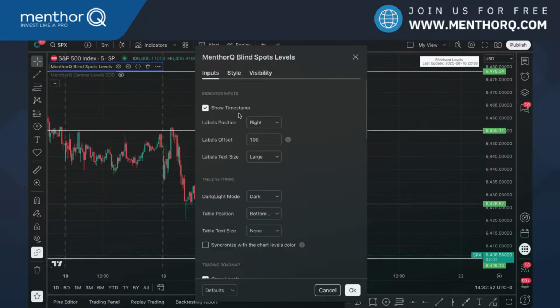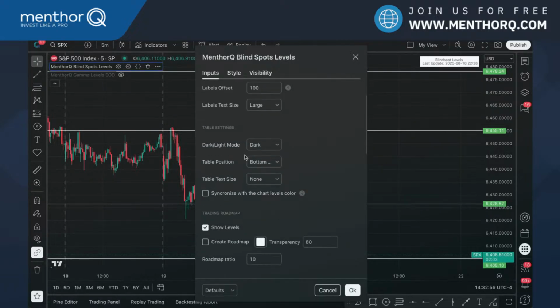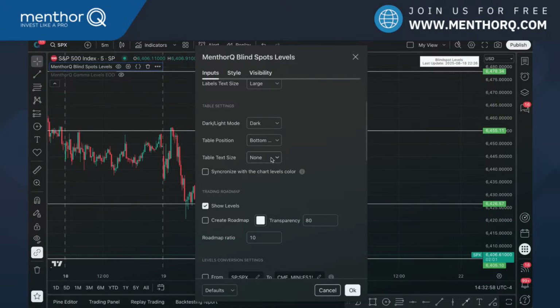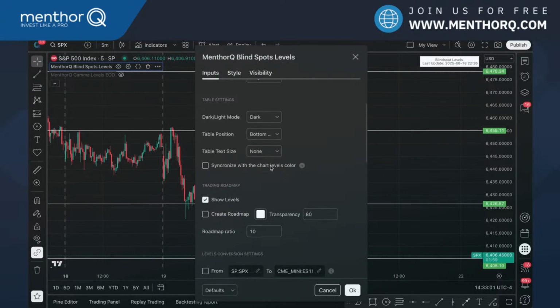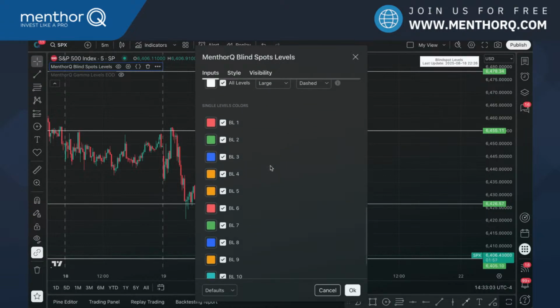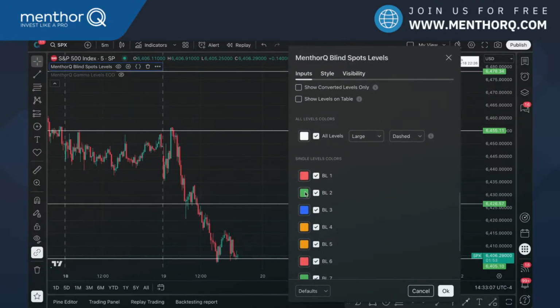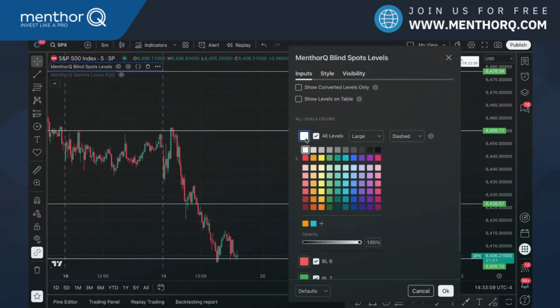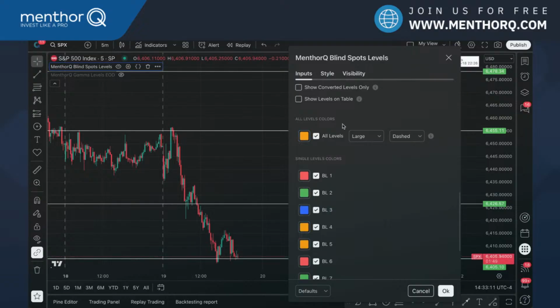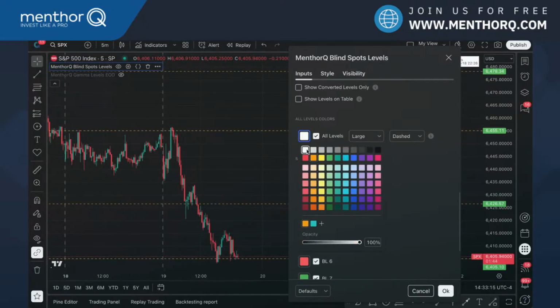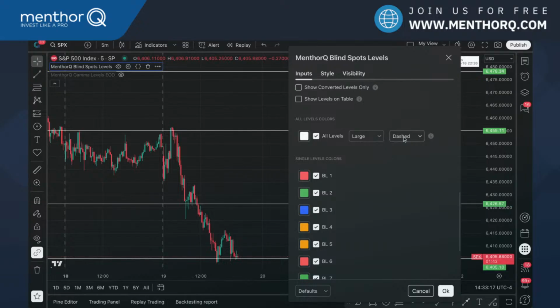Once you have the indicator, you have some customization. You can hide the timestamp, you can add a table if you want, and then you can customize the levels. If I wanted to, I can change the color of the single levels or change the color of the overall level. So if I want to have all of them, I can simply change the color here, and this will help me change the levels as well.